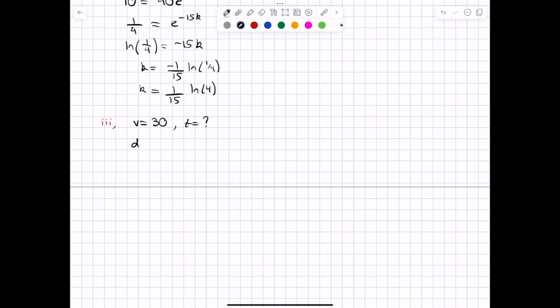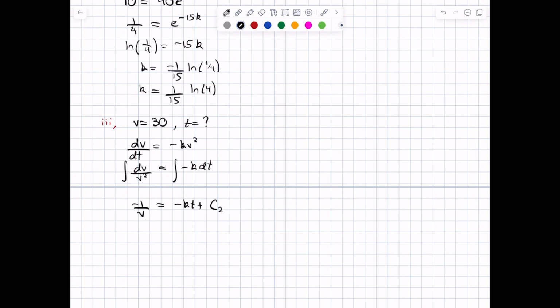I'm going to say dv on dt equals minus kv squared. I'll separate out the variables. dv on v squared equals minus k dt, and I'll integrate. I'm going to leave it as k just because I don't want to have to write that fraction every time, but I know that eventually I can sub in that value for k. Okay, so integrating this gives me minus 1 on v equals minus kt, and I'm going to use c2 because it's another constant, different to the other constant c1.